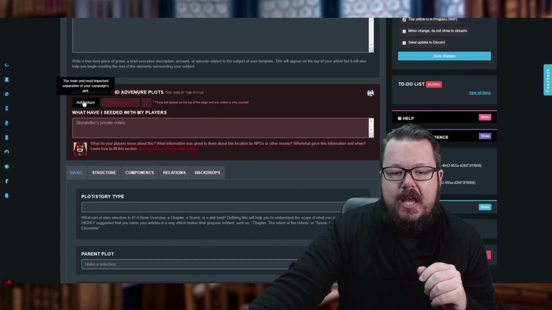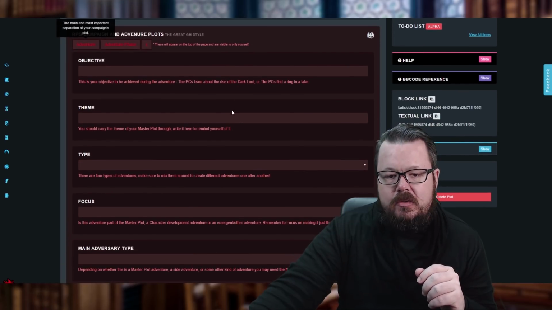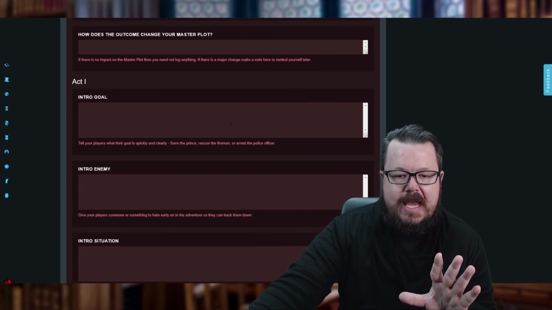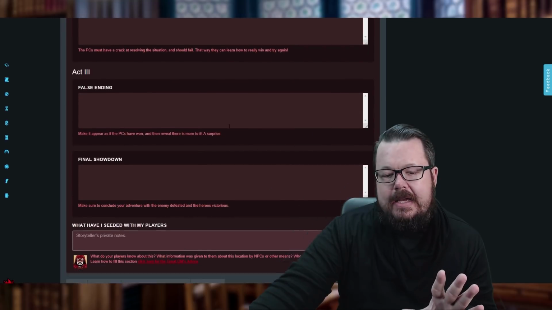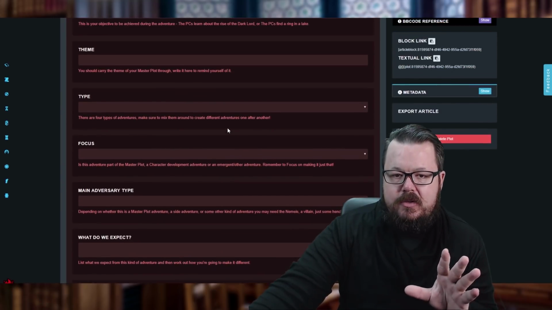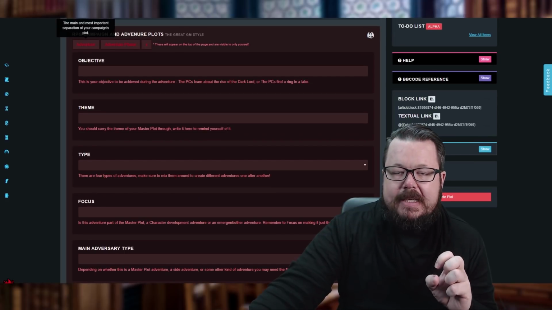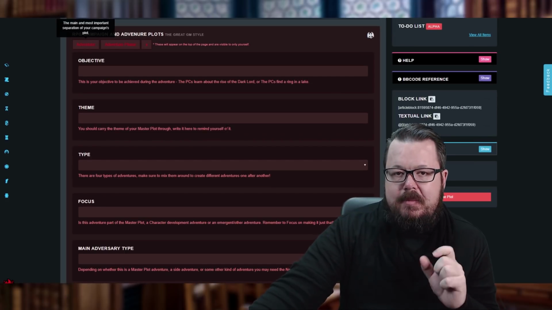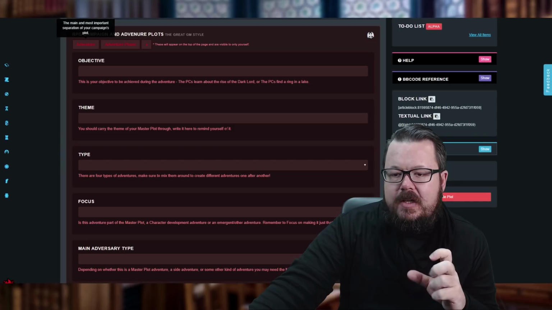If we go into adventure, it adds in this whole new section which I'm going to take you through very quickly, because what this is going to do is not only help you refine your adventure more, but also help you with your timing and your pacing. So there's a lot of things that are going to come out of this.